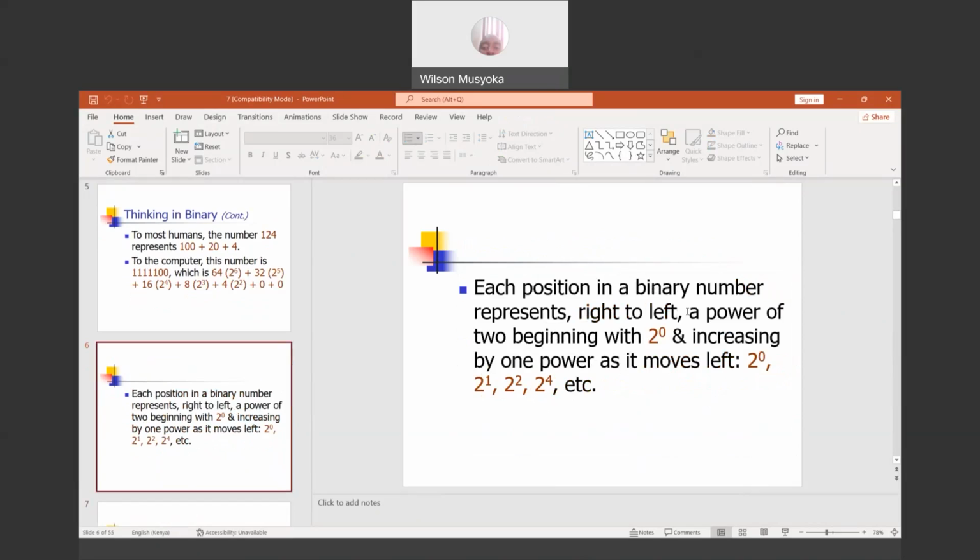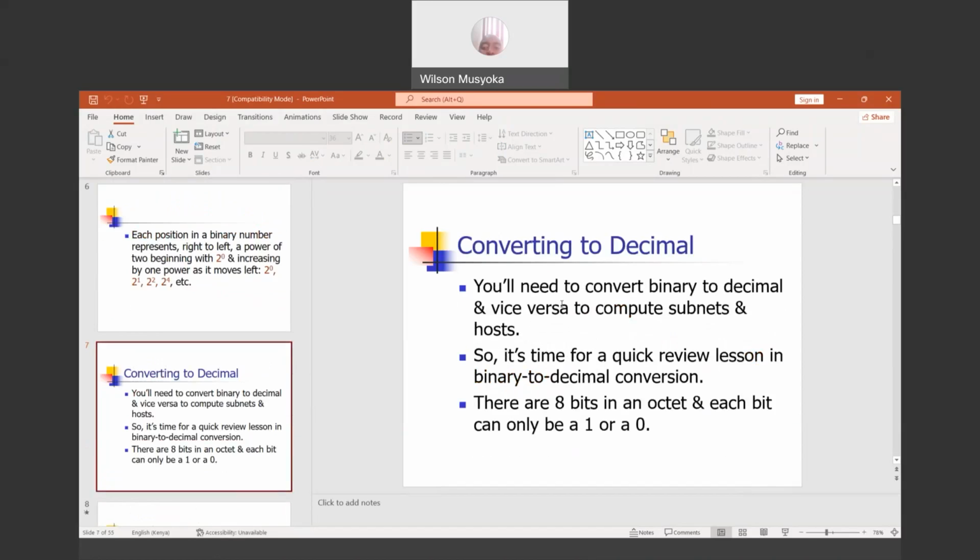So each position in the binary number is represented starting from right to left. Like I told you, we normally count the numbers from right to left, and the power of 2 starts with 0, and then it increases by 1 power as it moves towards the left. That is 2 raised to 0, 1, 2, 3, 4, like that. And so that is where you will need now to convert binary to decimal and vice versa in order to compute the subnets and the hosts. So how do we do that?